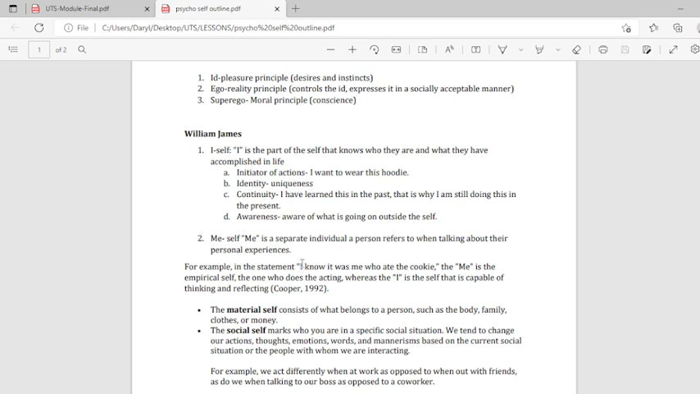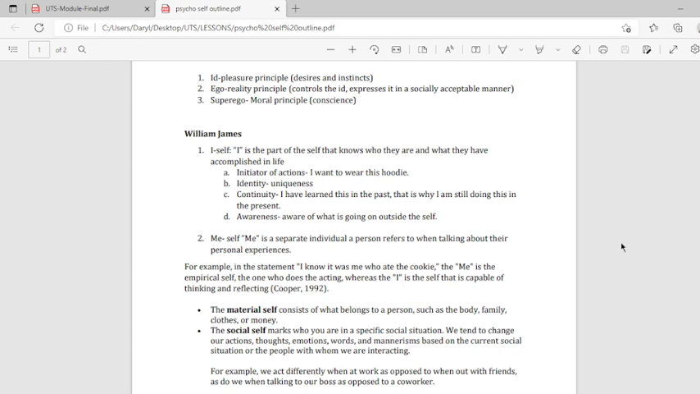When you make a statement, I know it was me who ate the cookie. Or, say, the biscuit. I know it was me who ate the biscuit. Okay? When you make that statement, the me there, when you talk about the me, it is the empirical self. It is the one who does the acting. It is the one who is acting out. It is the one who actually ate the cookie.